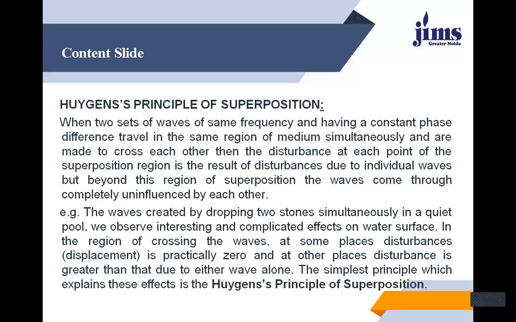We observe interesting and complicated effects on the water surface. In the region of crossing, at some places the disturbance is practically zero. Disturbance means displacement is practically zero, and at other places the disturbance is greater than that due to either wave alone. The simple principle which explains these effects is Huygens principle of superposition.